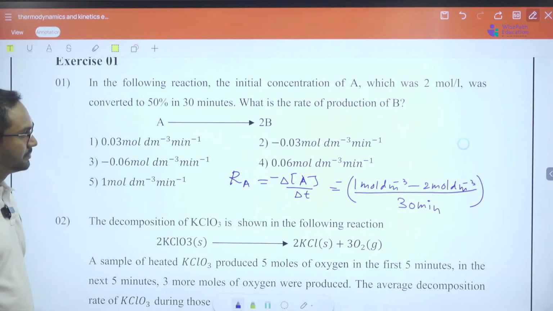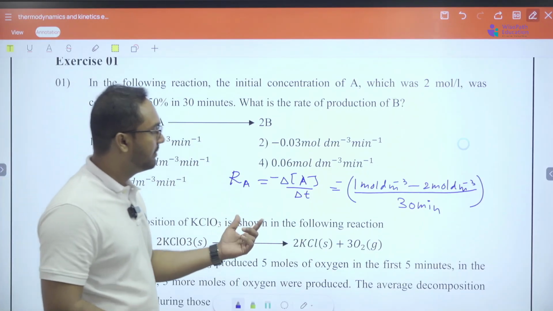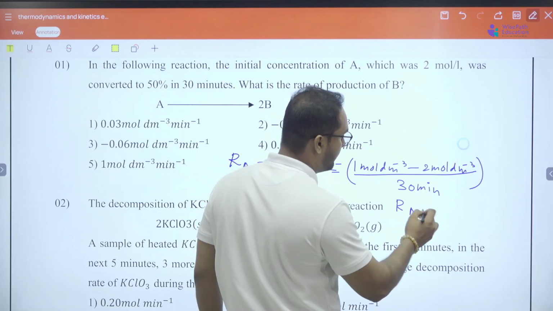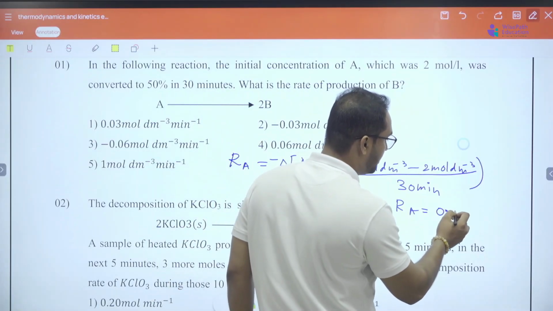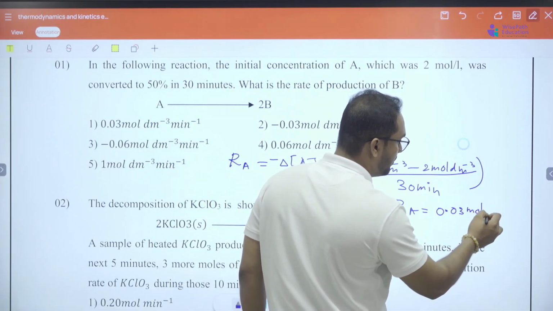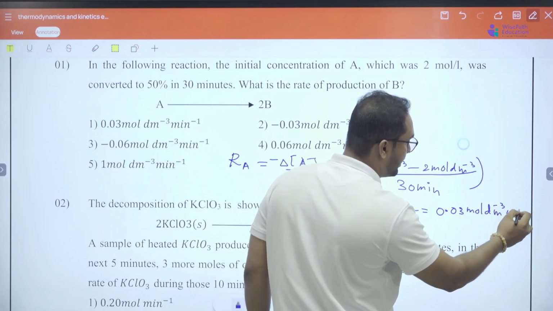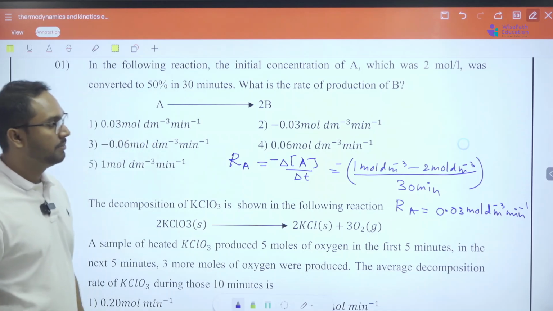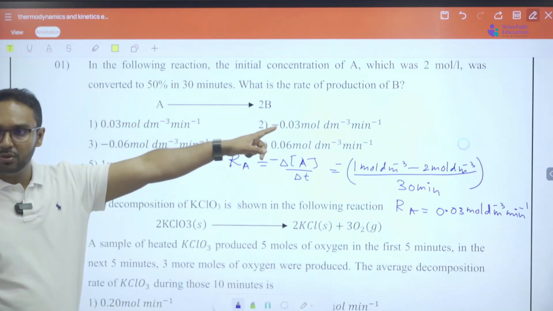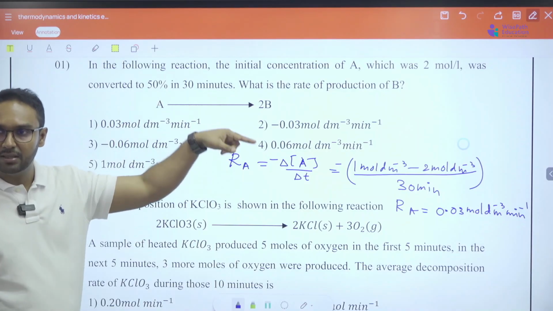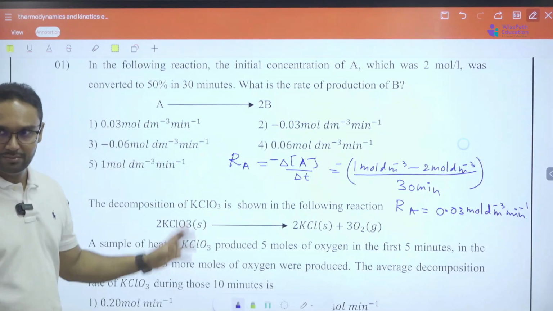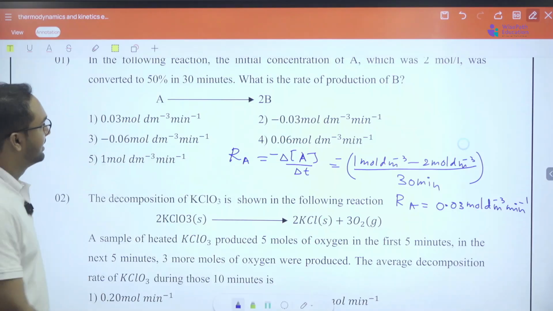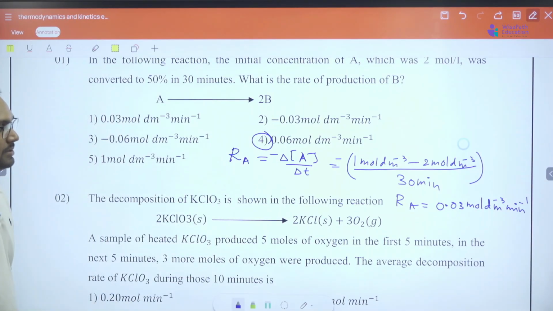0.03, right. So the rate of A comes to 0.03 mole per decimeter per minute. But we are asked for B, and we know the ratio between them is 1:2. That means the rate of B has to be 2 times the rate of A. So the answer is the fourth answer, 0.06 mole per decimeter per minute.